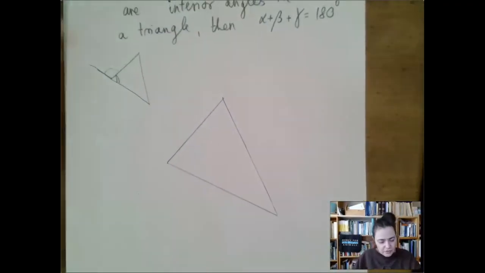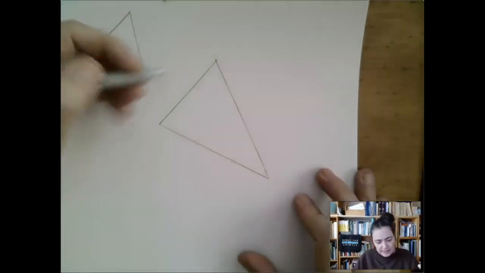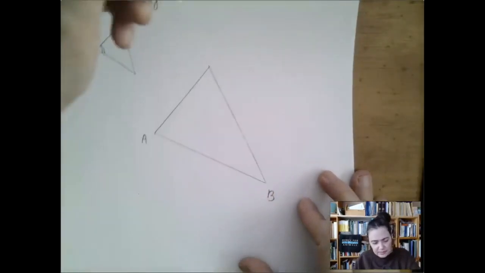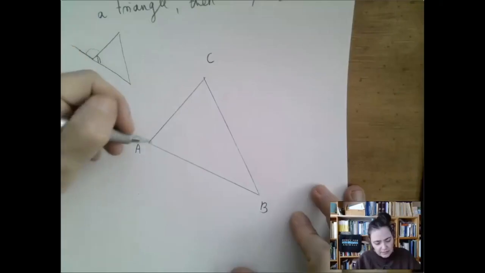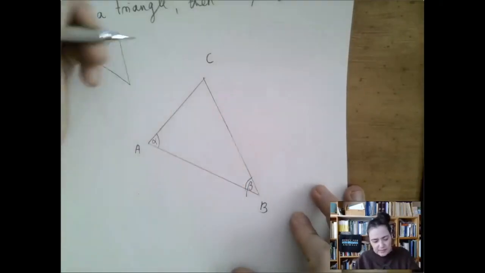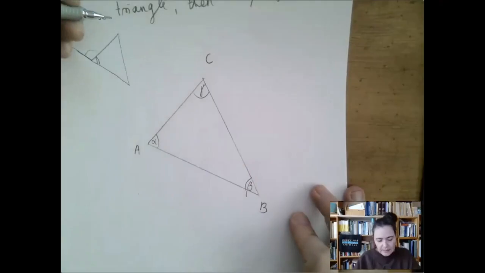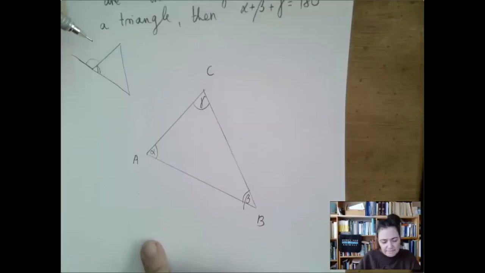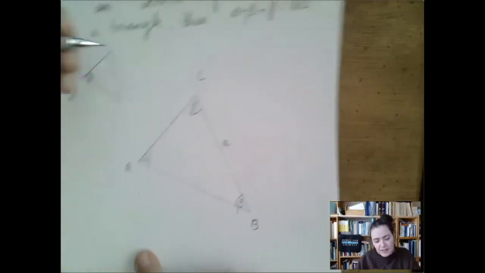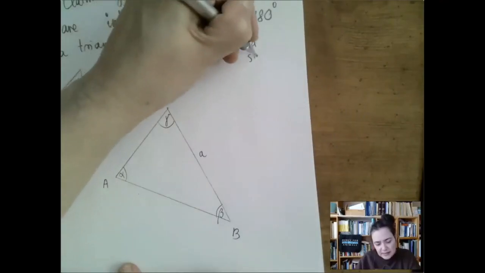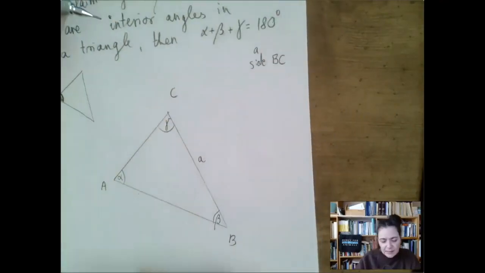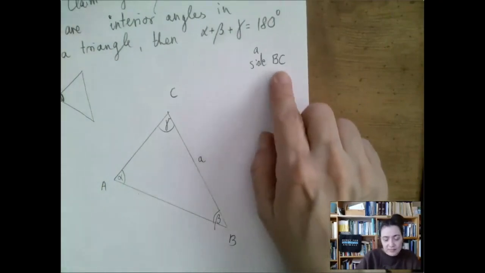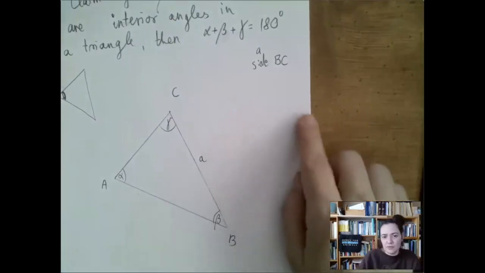Okay, so let's say this is A and B and C, which means that angle alpha is here, angle beta is there, and angle gamma is there. And where is side A? Side A is where? Opposite, between C and B. Very good. Sometimes people say side BC, but honestly, I cannot read stuff like that. It's too much work. But side BC is the same as side A.